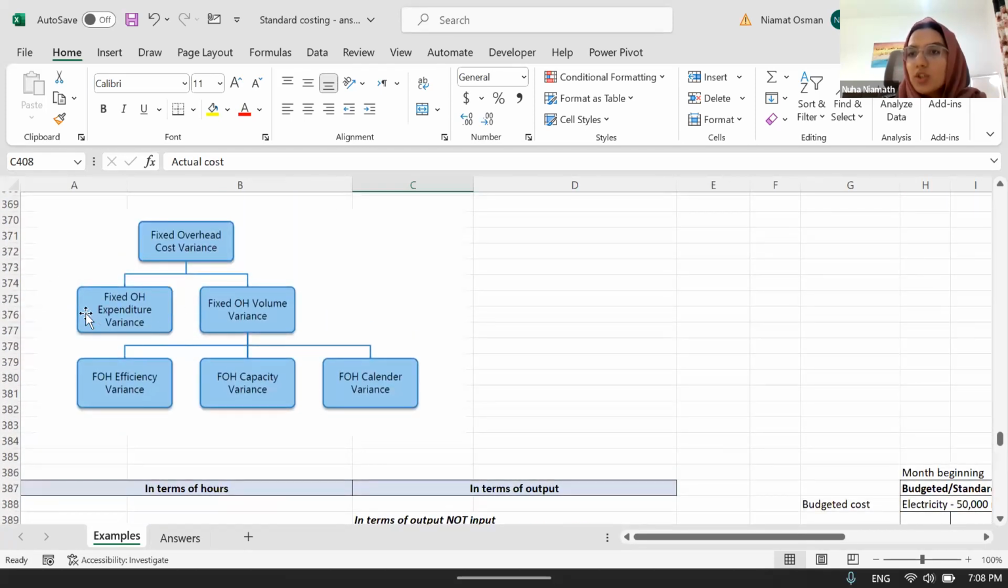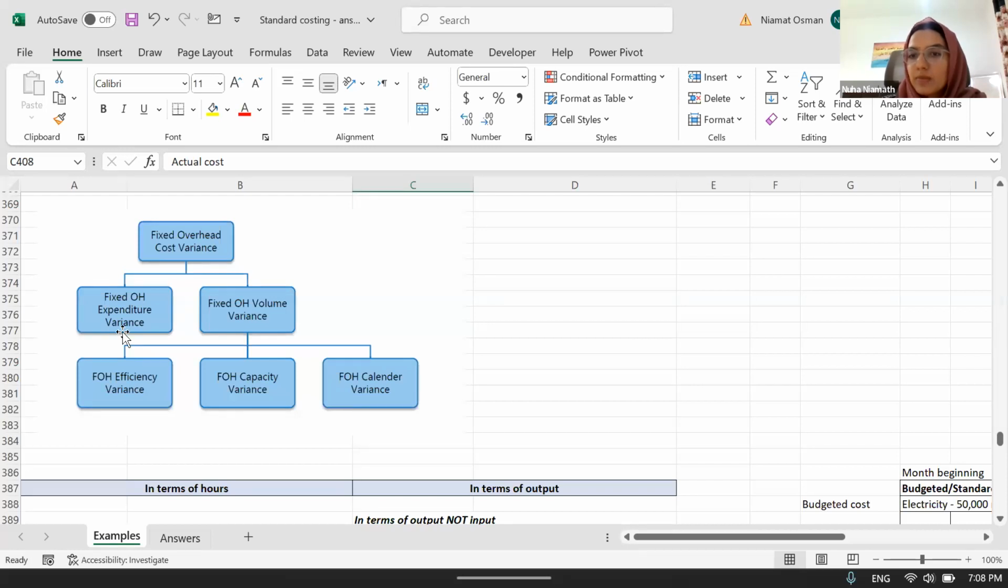Okay, now what about fixed overhead expenditure variance? It's the difference between which two components? Expenditure variance is the difference between which two components? Budgeted and actual. Perfect.